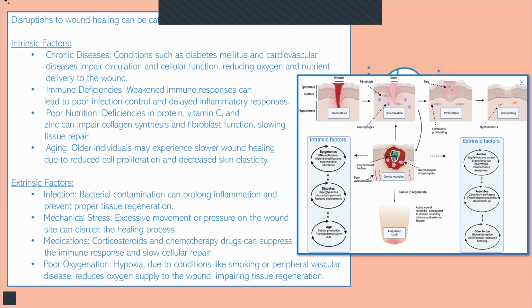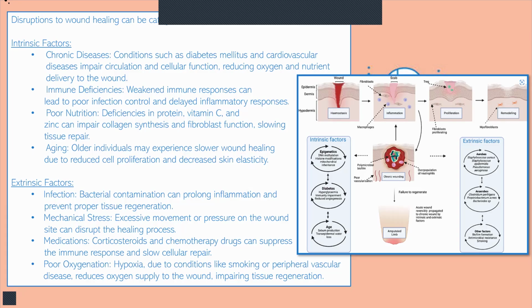External influences further complicate the process. A wound that is exposed to constant pressure or movement may struggle to close, while infections introduce harmful bacteria that can overwhelm the body's defenses. Certain medications, such as corticosteroids and chemotherapy agents, suppress immune function, making it even harder for the body to heal. Additionally, poor oxygenation, caused by conditions like smoking or peripheral vascular disease, further slows cell regeneration and collagen production, both critical for wound closure.